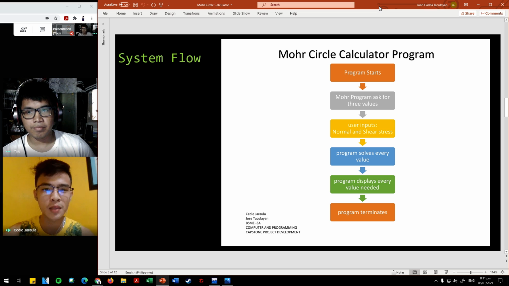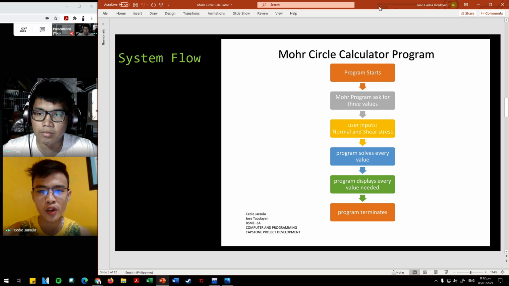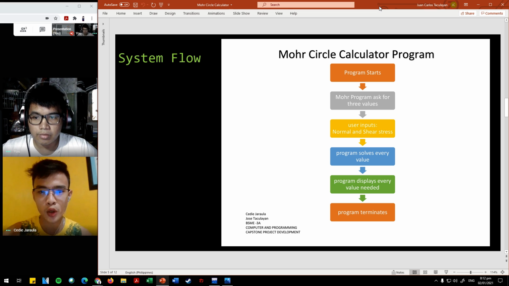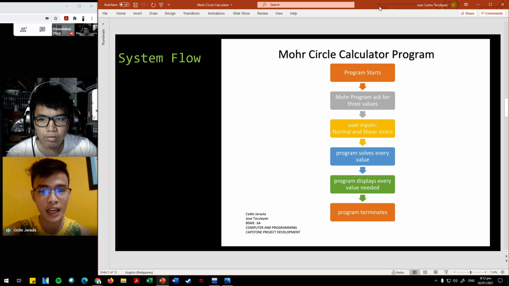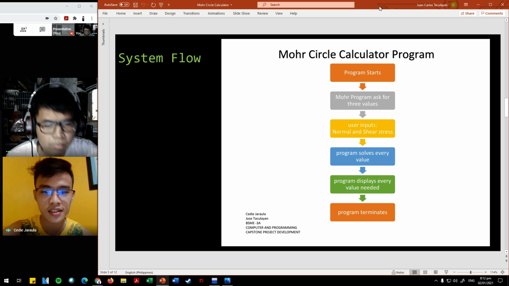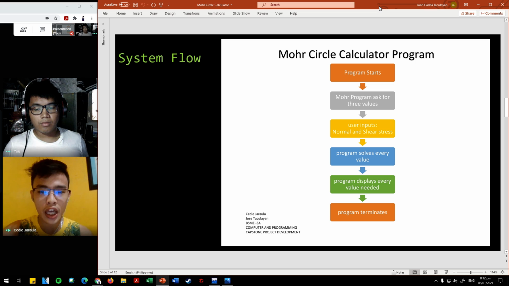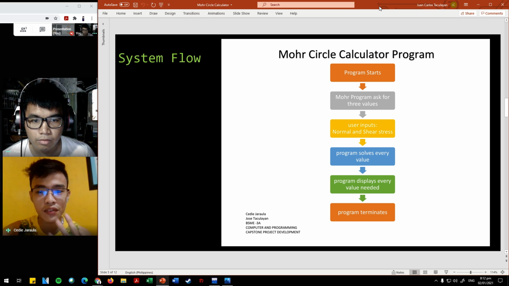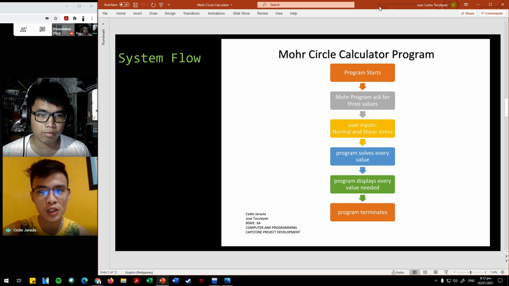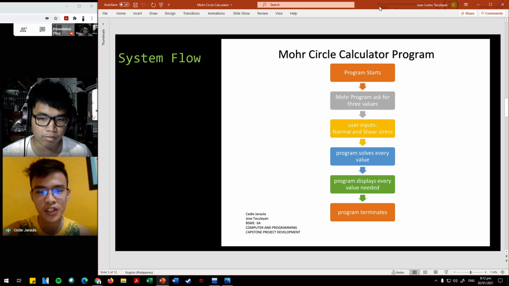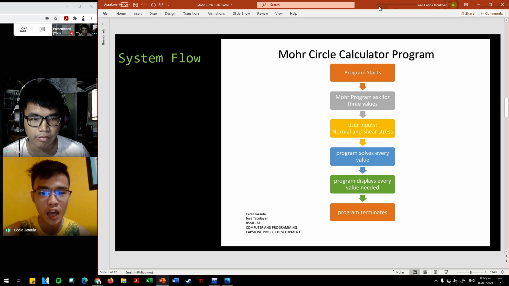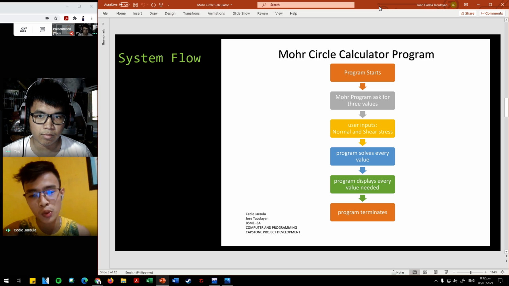For the system flow of the Moore circle calculator program, first the program starts, then the Moore circle asks for the three values, which are the normal stresses along x and along y, and the shear stress. The program solves every value. The three values will be solved and will give an output to plot a Moore circle. Then the program displays every value needed and the program will terminate.